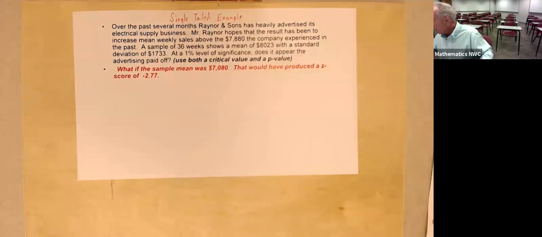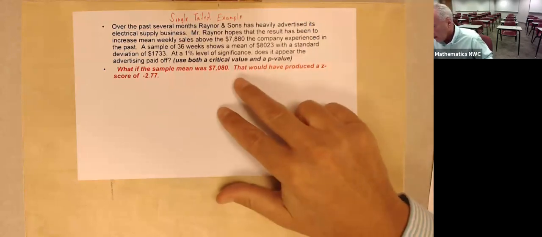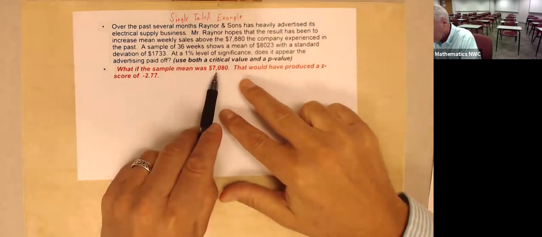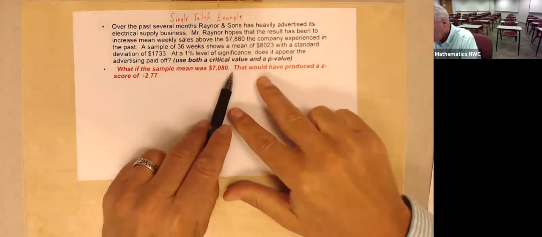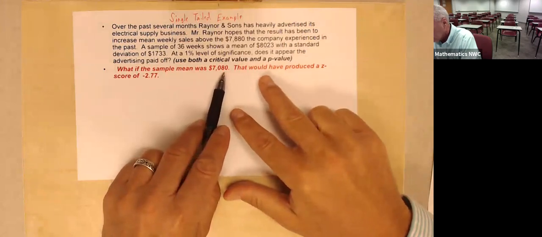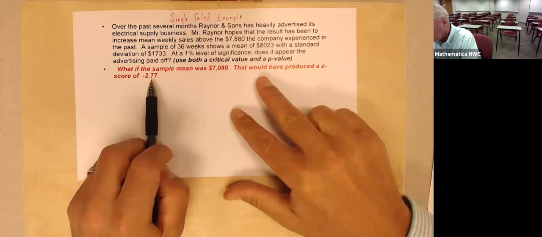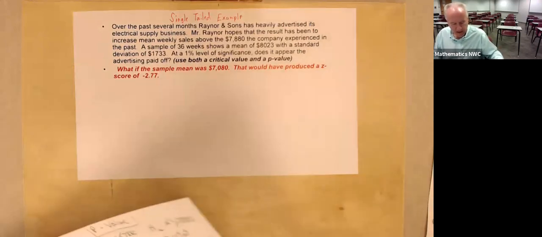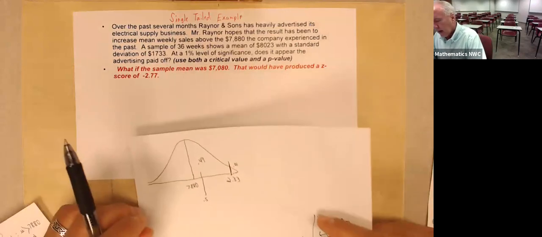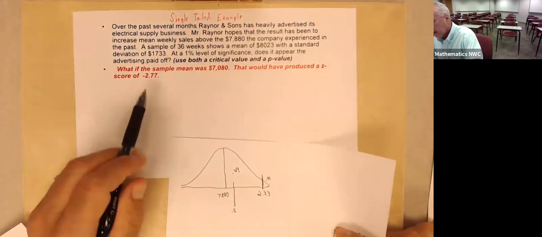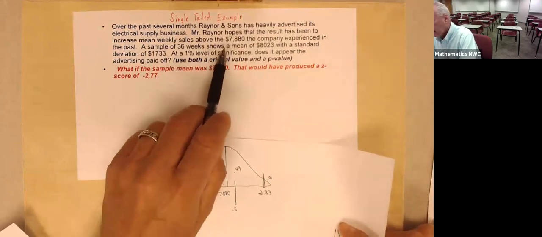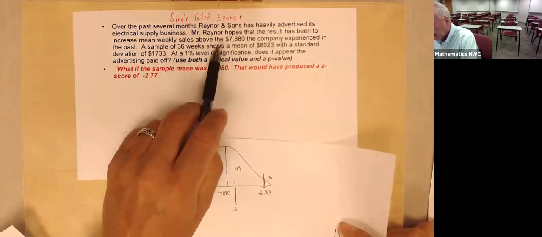I'm sorry, I got one part left to do here. If this sample mean was 7,080, that would have produced a z-score of negative 2.77. What would that have told us? What would we have wondered about that in that scenario? I hope you see that this would be a very strong indication that the advertising had not paid off.